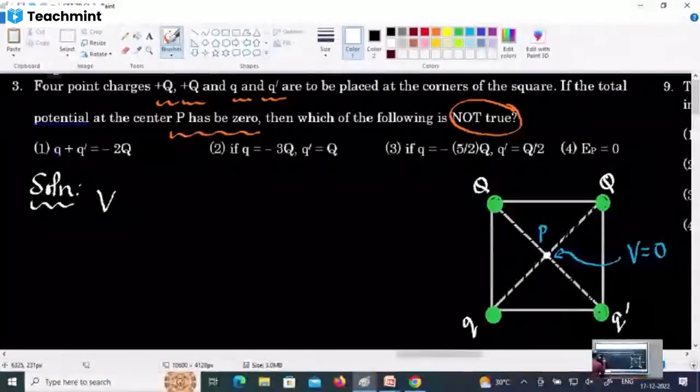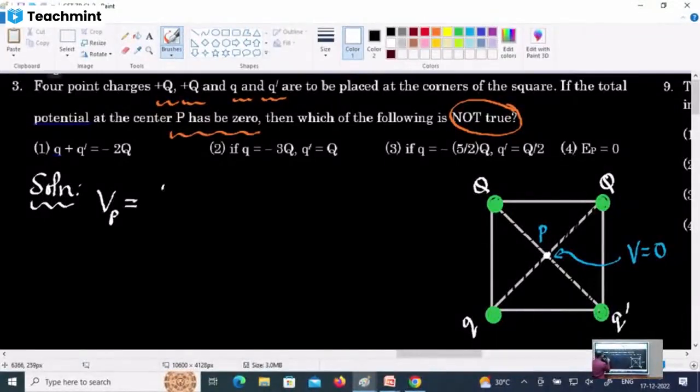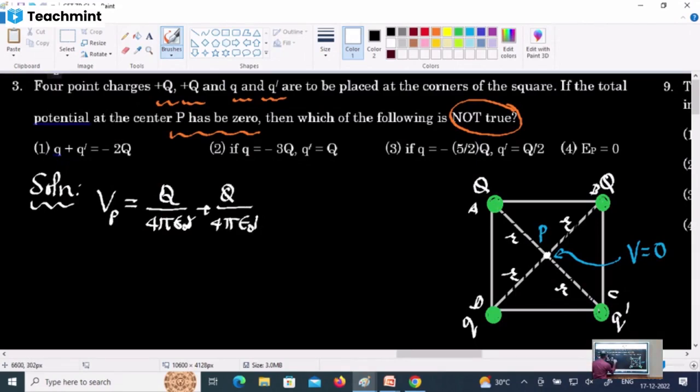Potential at P is 0. Let's call this distance r. We don't have to even find that. Distance from each charge, say A, B, C and D. A to P, B to P, C to P, D to P are all same. Let's call it r. So Q divided by 4 pi epsilon naught r plus Q divided by 4 pi epsilon naught r plus small q divided by 4 pi epsilon naught r plus q dash divided by 4 pi epsilon naught r.